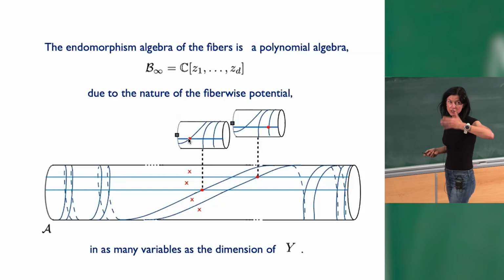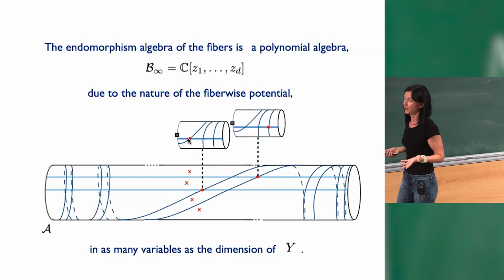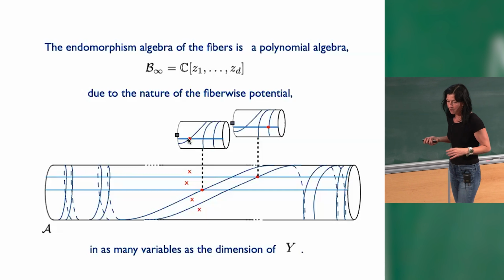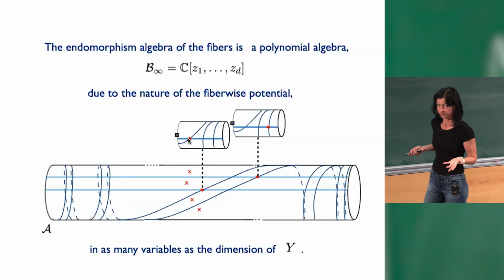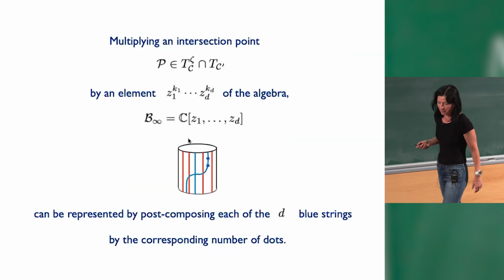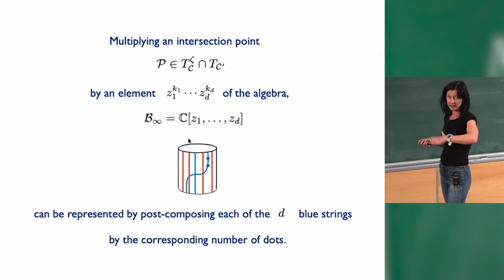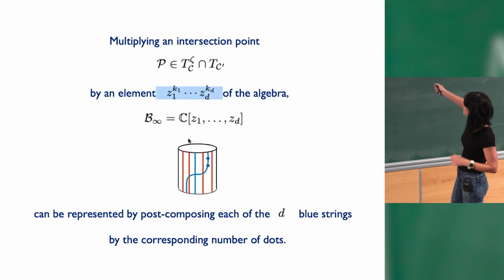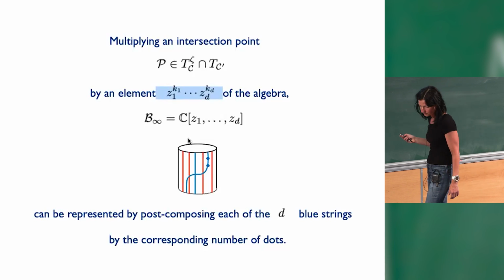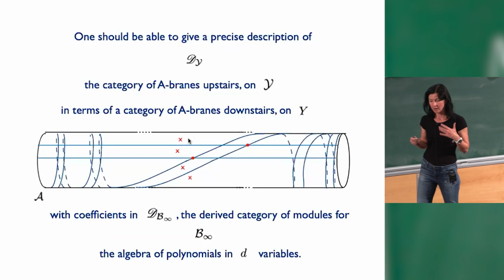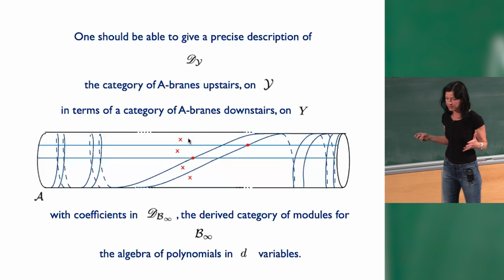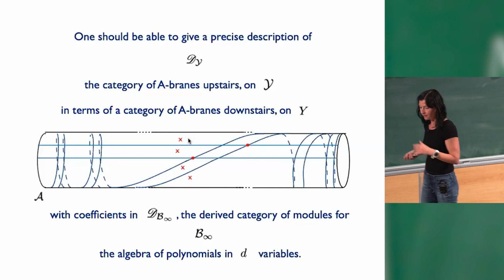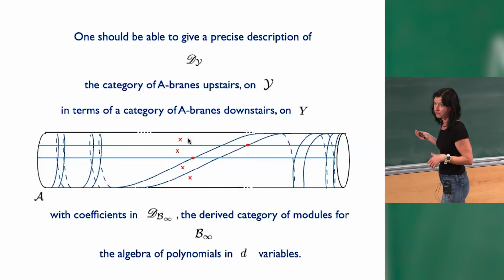In the fiber, the morphism algebra of the fiber is just a polynomial algebra in D variables. D is just the total dimension of the base space. This is simply due to the fiberwise potential. Okay. And so multiplying an intersection point in the base by an element of this polynomial algebra, you can represent it as post-composing each of the blue strings with some number of dots. Now, this begs for describing the entire category of A-branes on the full space in terms of the category of A-branes downstairs with coefficients in the category of modules of this polynomial algebra.